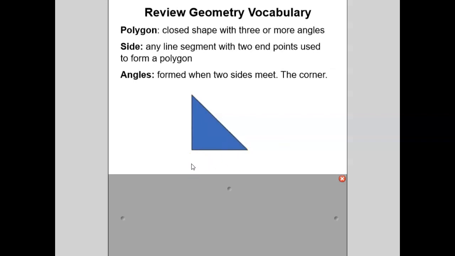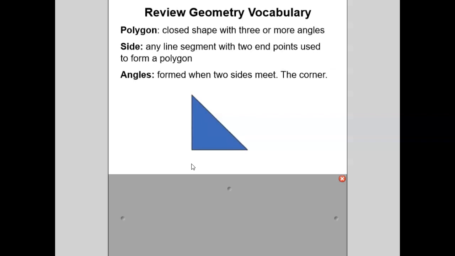I have a task for you. Would you please pause the video and draw the shape in the middle of my screen on your paper? Please label the sides and angles of the shape and identify the shape and write down the name of the shape. Did you do it? Wonderful.